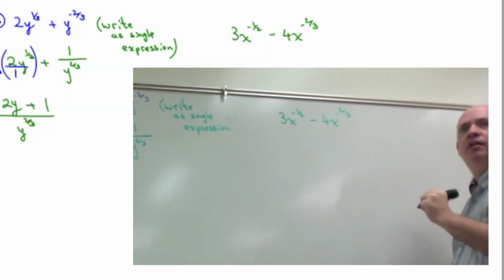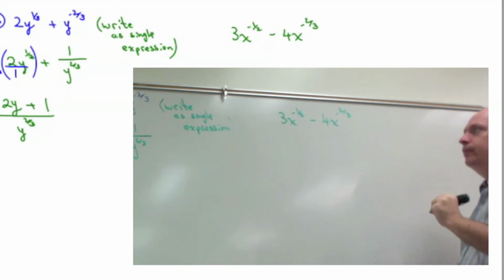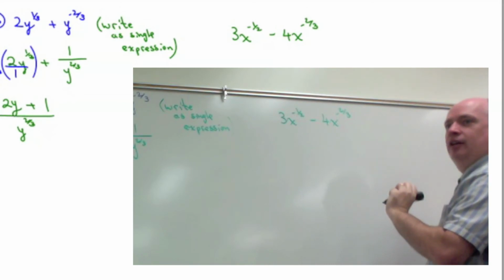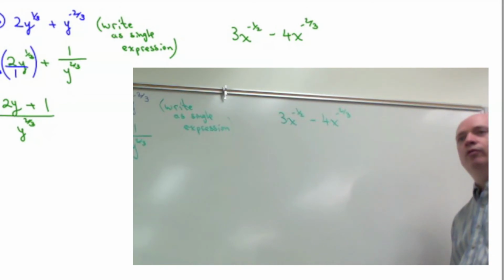Put it in fraction form? Yeah, I want to put it in fraction form. So how do I write 3x to the negative 1/2 as a fraction? 1 over. Why are we doing 1 over?